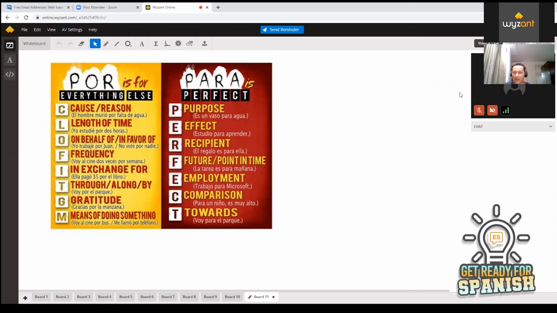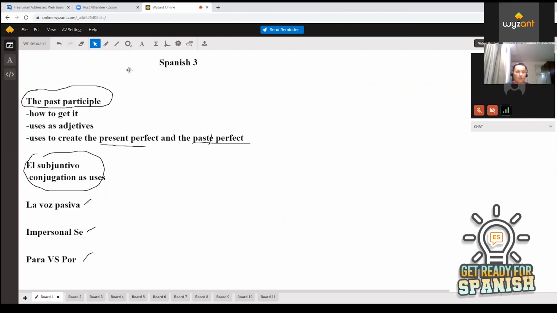Okay, guys. This is it. This is all I have for you. This is everything that we have covered for Spanish 3, the past participle, how to get it, how to conjugate it, how to use it as an adjective, the present perfect and the past perfect, the subjunctive, the conjugation, as well as the uses of the passive voice, the impersonal se, and para versus por.